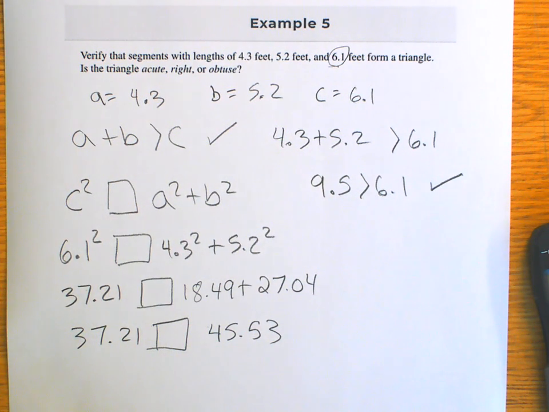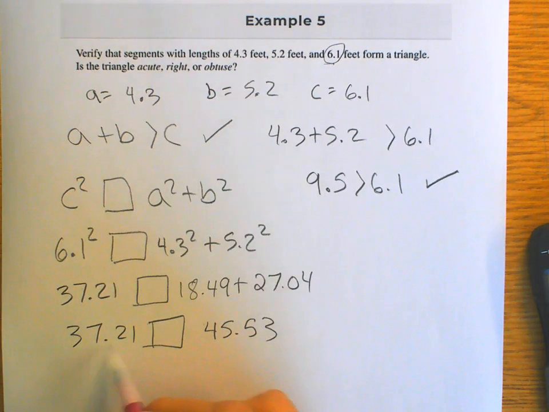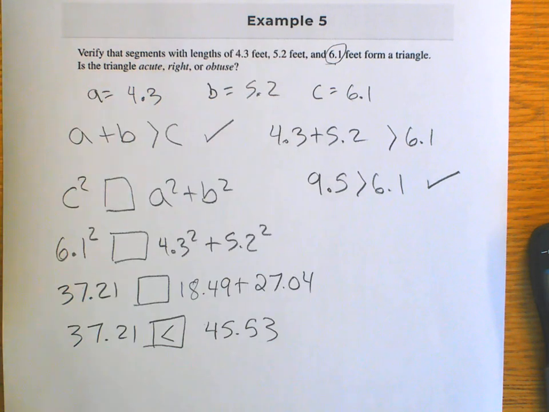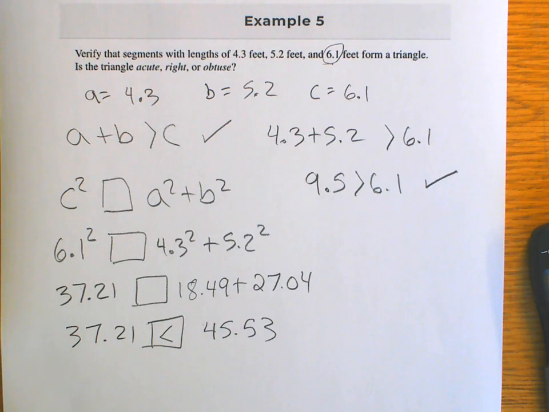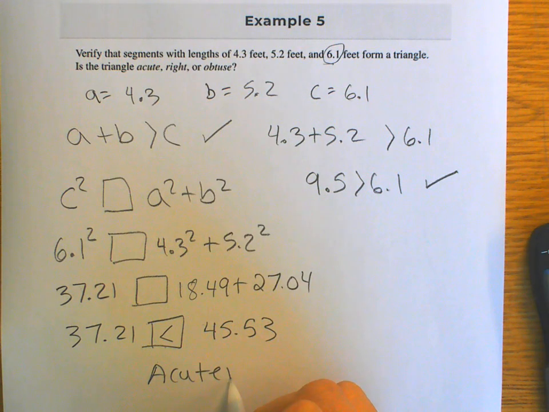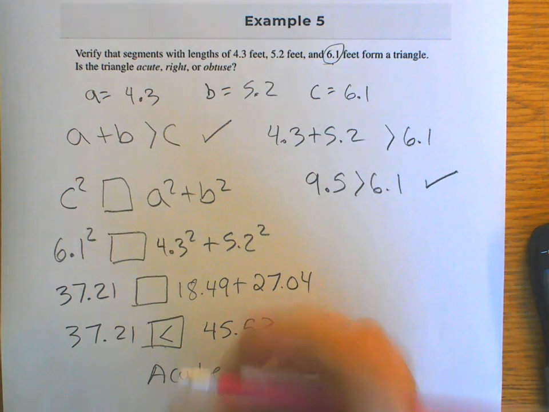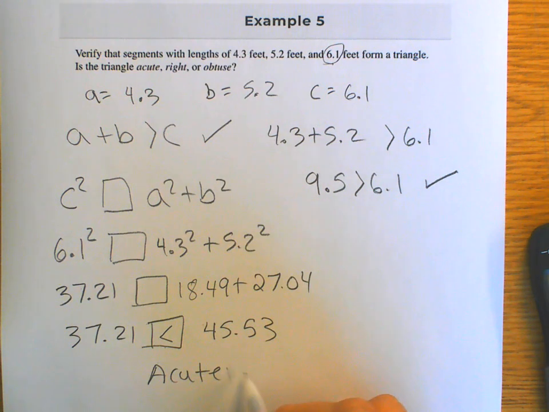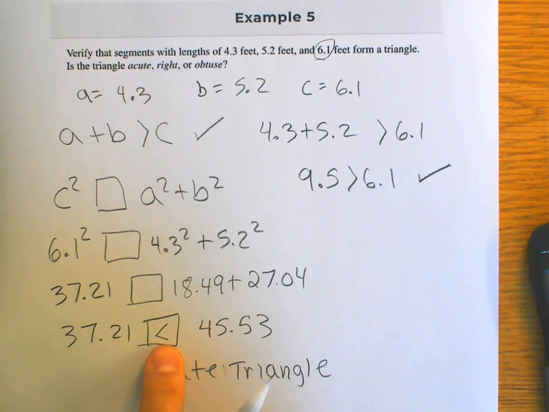So now we have to make the determination. Is this going to be less than or greater than? In this case, 37.21 is less than 45.53. Because this is less than, that means that this is going to be an acute triangle. If you remember, in an acute triangle, c squared is always less than a squared plus b squared. If this were to have been greater than, it would have been obtuse. If this was to have been equal, then this would be a right triangle.